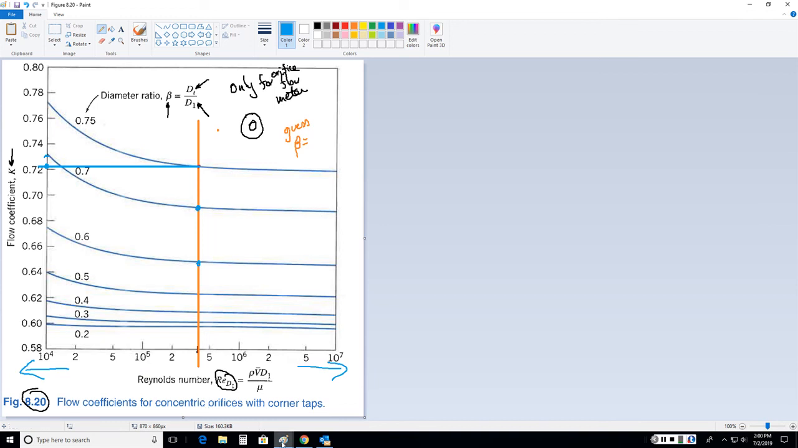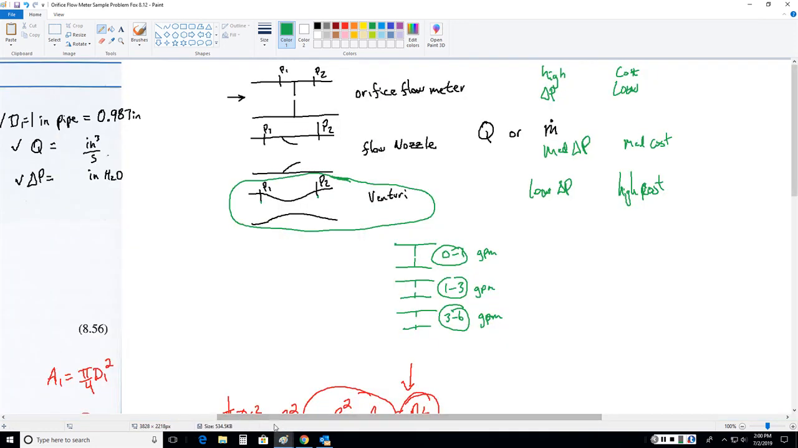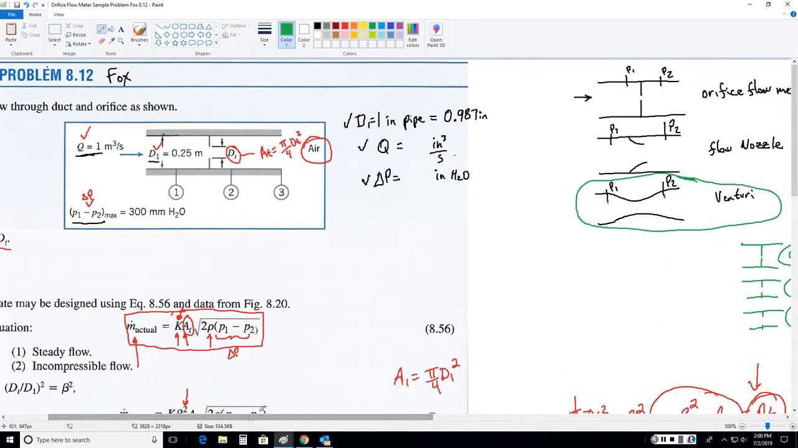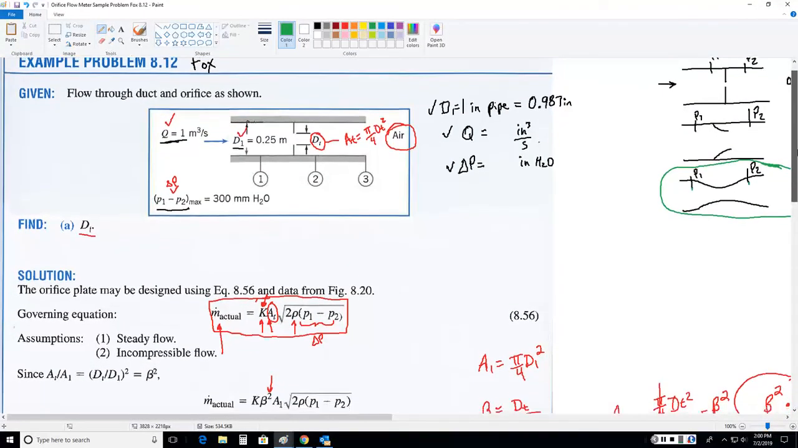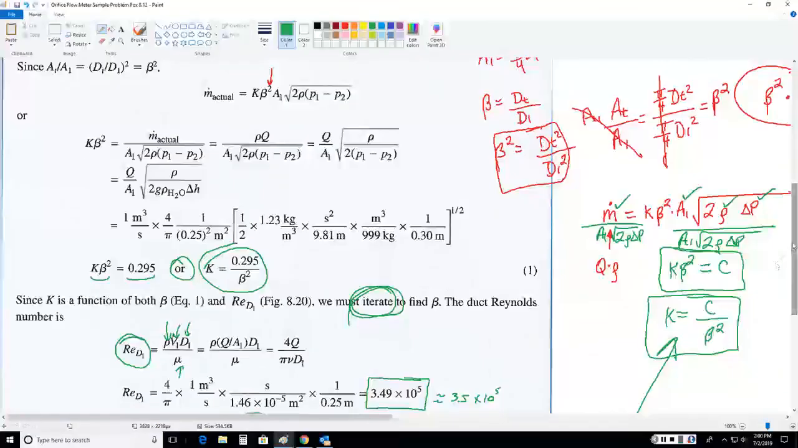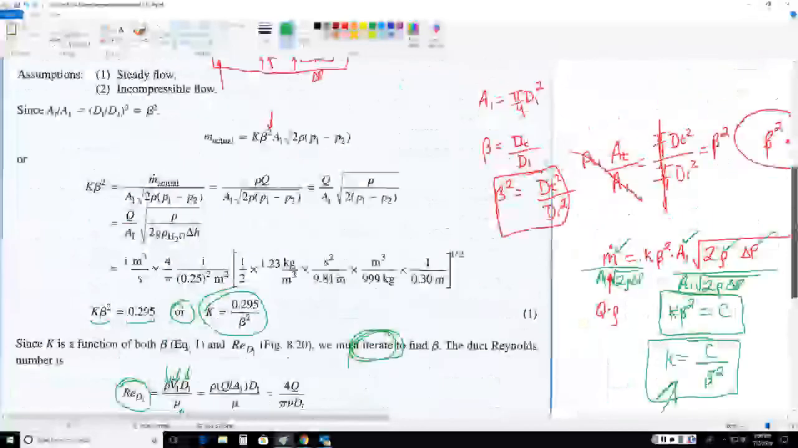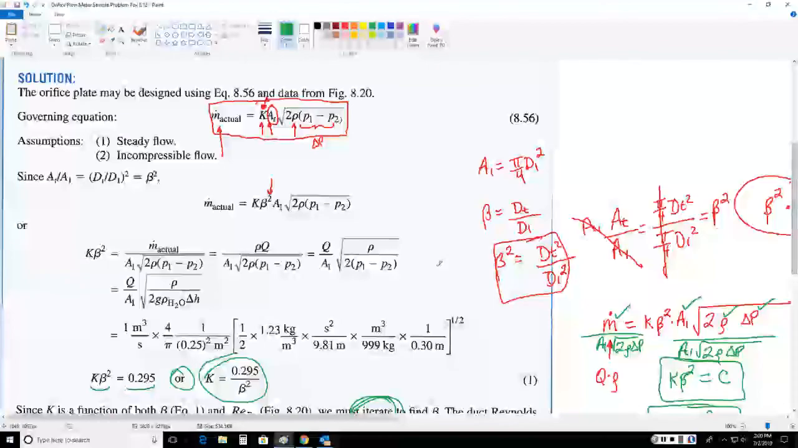So I hope this video helps you understand those two attachments that I made on Blackboard. One of them, of course, being example problem 8.12 and all that they go through right here. Remember, they're using air. There's a density of air, and then they're using water right over here because of the specific gravity. So luckily for us, everything is the same fluid. It's water and it's inches of H2O.